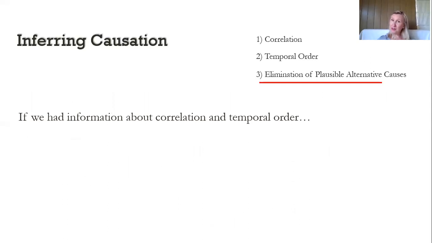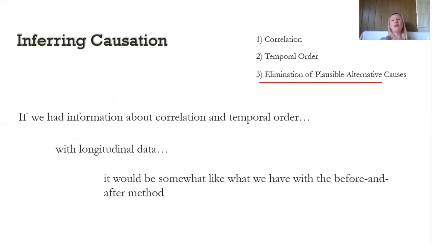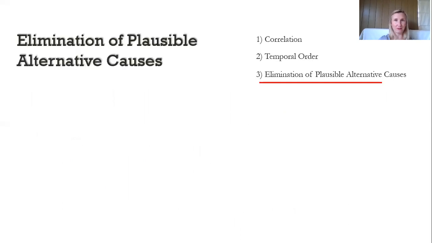So if I had information about a correlation and temporal order with longitudinal data, it would be like what we have with the before and after method. So comparing time 1 to time 2, I can really be a lot more sure about temporal order than just using the ex post facto method.